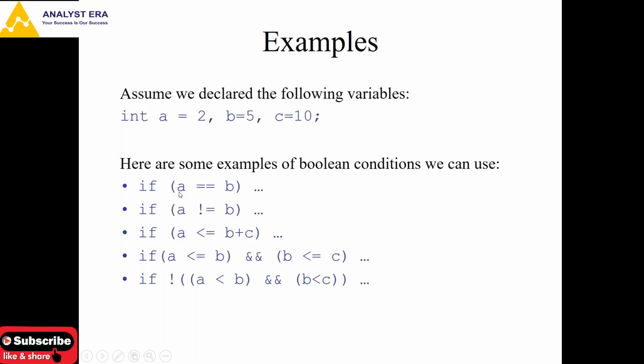The first condition you can see here, a equal to b. So a is 2 and b is 5. So a equal to b is not true. So it will not go to the if condition, it will go to else. The second condition: if a is not equal to b, so it will go to the if condition, not else part. The next one is a is less than or equal to b plus c. A is 2, b plus c is 15. So this is correct, so it will go to the if part, not the else one.